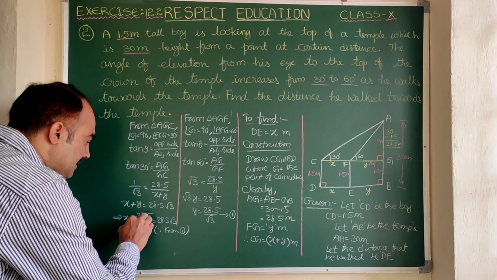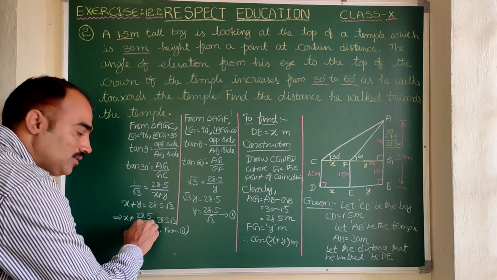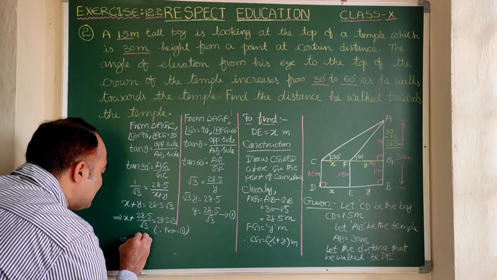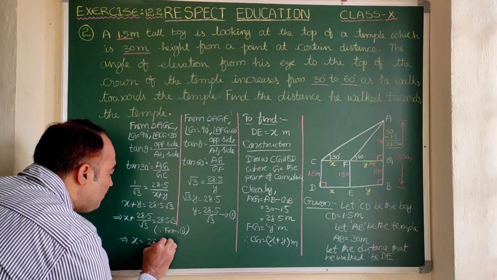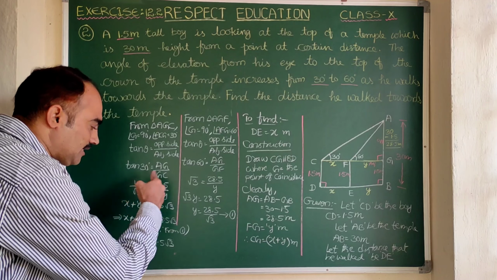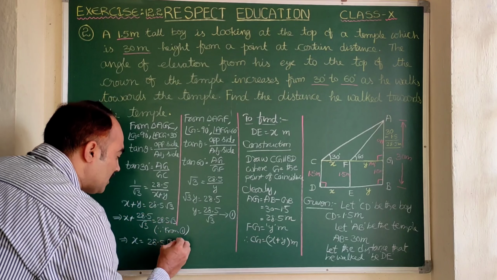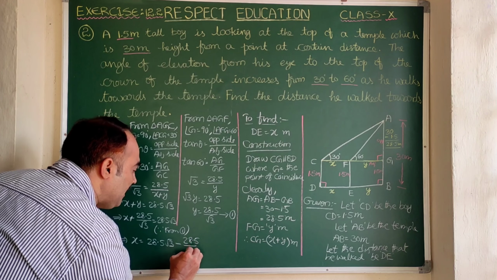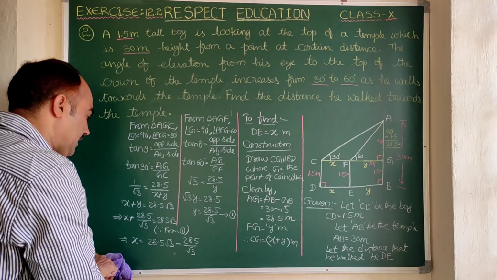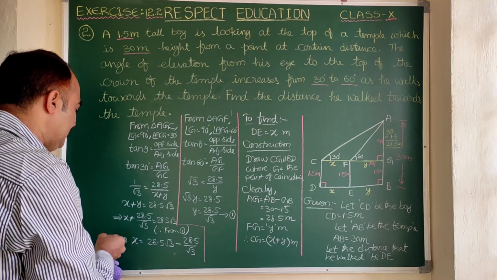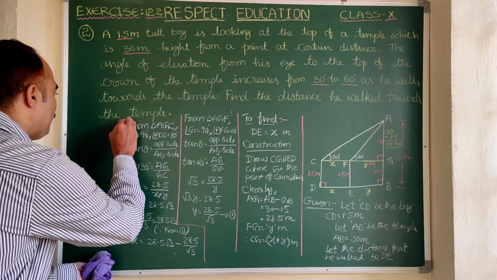Now here let us send 28.5 by root 3 to the right side. Then here what happens? X is equal to 28.5 times root 3. When this fraction is sent to that side, then plus will become minus. It is 28.5 by root 3, right? Now here let us simplify this value.